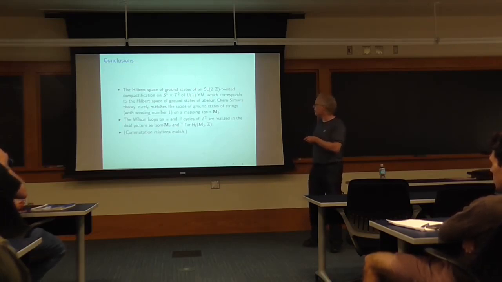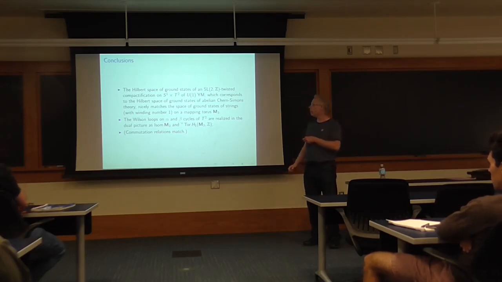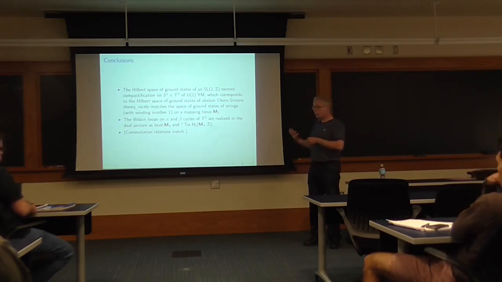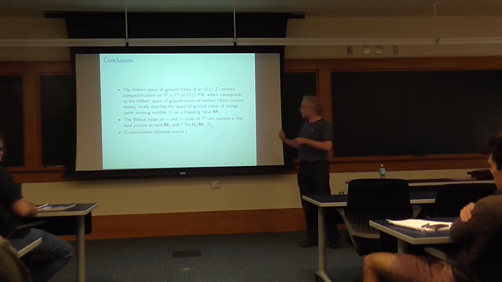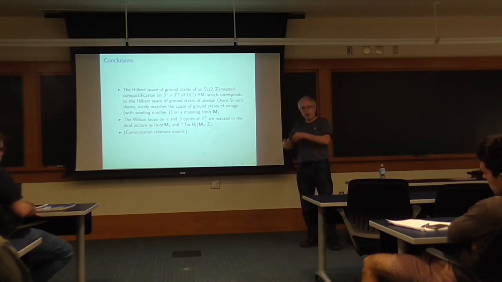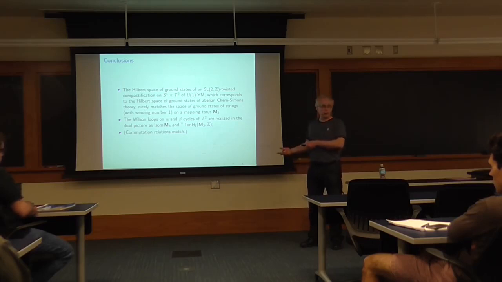We found the space of ground states of an SL2Z twisted compactification on S1 cross T2 of U1 Yang-Mills. On the one hand, it corresponds to the Hilbert space of ground states of Chern-Simons theory, but it also nicely matches the space of ground states of strings on a mapping torus. And the Wilson loops, on alpha and beta cycles, are realized in the dual picture as the isometry group and as the space of charges that I can build out of asking which homology class the string is in. And the commutation relations match. I haven't shown that, but that's easy to check.